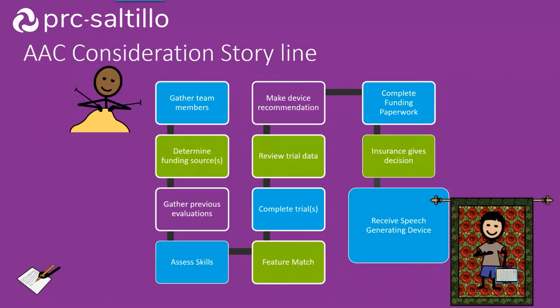Okay, so how do we get here? AAC consideration storyline. An AAC evaluation report, or AAC funding report, however you want to call it, can be looked at as if we're writing a narrative that tells the reader or the funding source about the individual who needs AAC and why this AAC is needed. We're weaving all this information together to tell this story about our student, about our client, about this AAC learner, so that they get a clearer picture of, hey, this is why this device is really needed.